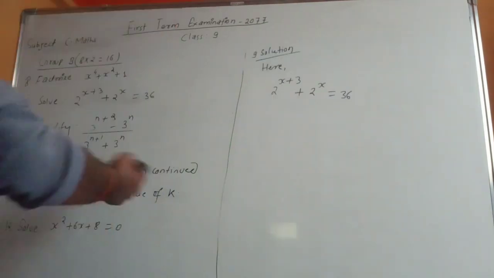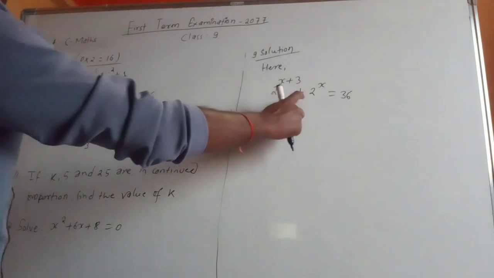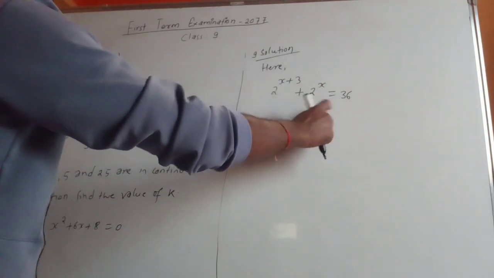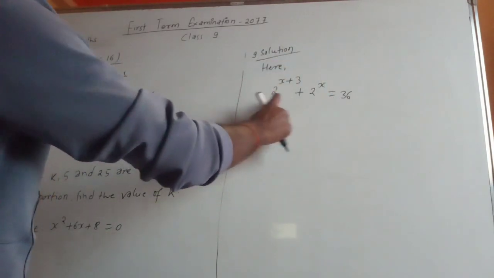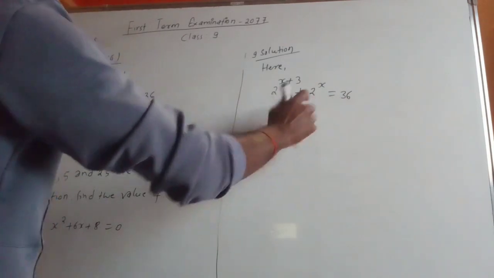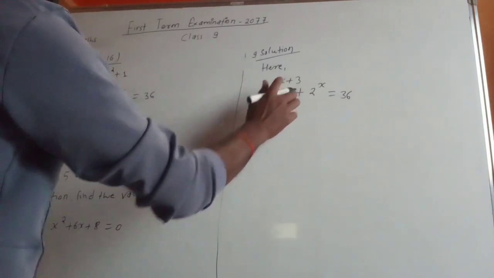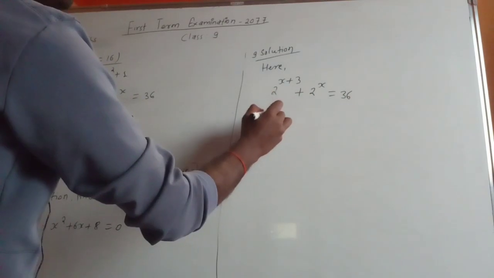These are required. Okay, question number 9. 2 to the power x plus 3 plus 2 to the power x equals 36. This is an exponential equation. To get the solution of this type of exponential equation, at first try to break the power of each term.